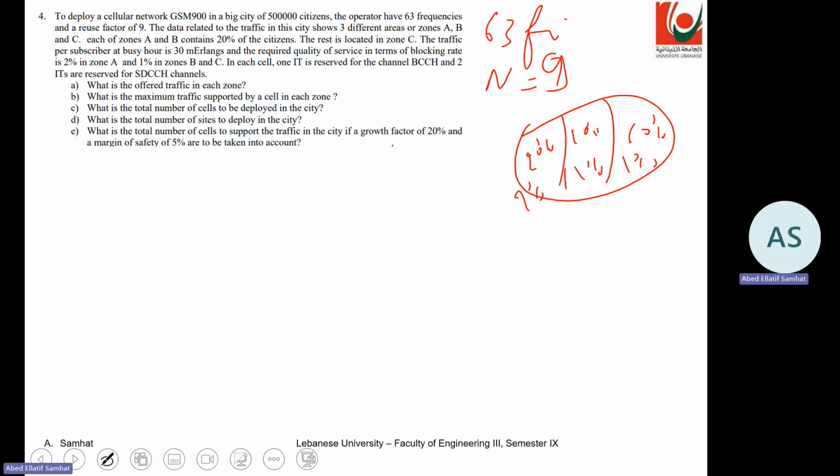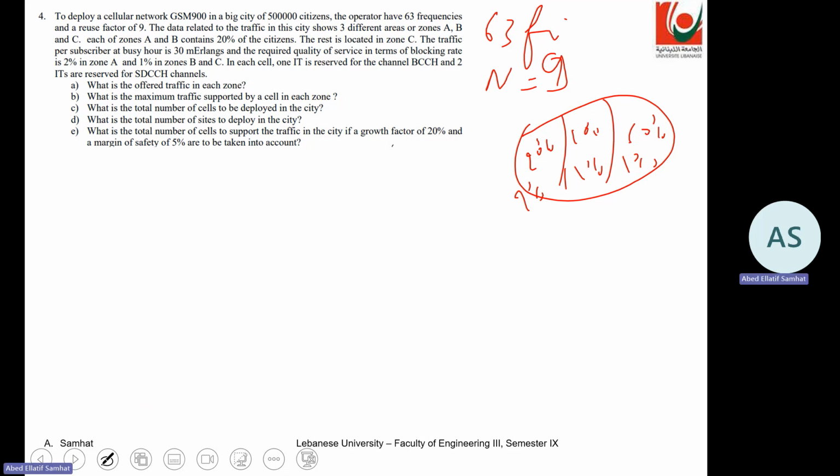So in each cell, it's already adopted by the operator that we should reserve one TS for the BCCH for the broadcast, and 2 for the SDCCH channel. So in this case, in each cell, we have 3 TS that are reserved for the signaling.